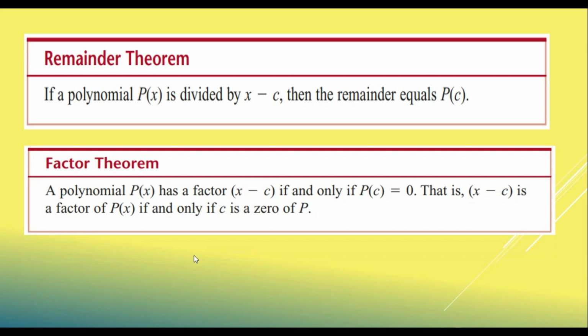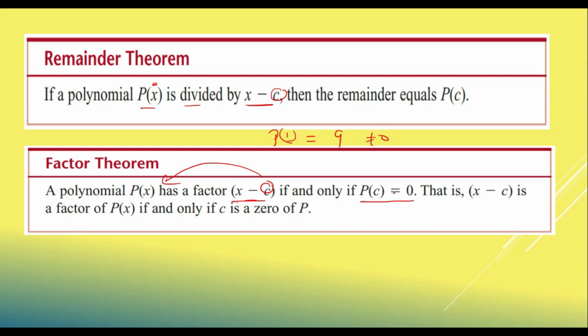Next, factor theorem. A polynomial p of x has a factor. You are dividing this one by x minus c. It's a fact that x minus c is a factor if and only if p of c is 0. It means when you substitute the c in the p of x and the answer is 0. In the previous case, when you substituted p of 1, the answer was 9. It's not equal to 0, isn't it?